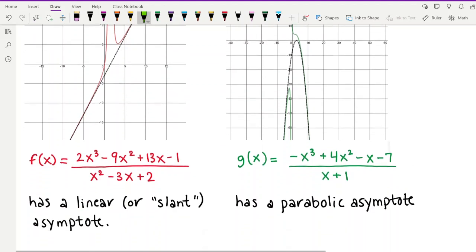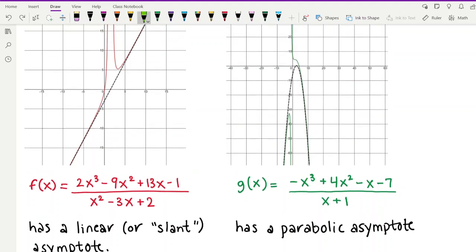Whereas the one on the right, the numerator is degree 1 higher... now the difference in the degrees is 2. And what does a degree 2 polynomial look like? It's a parabola. So that's one way you can figure out, generally speaking, what shape the function will resemble: look at the difference in the degrees. However, we can do even better.